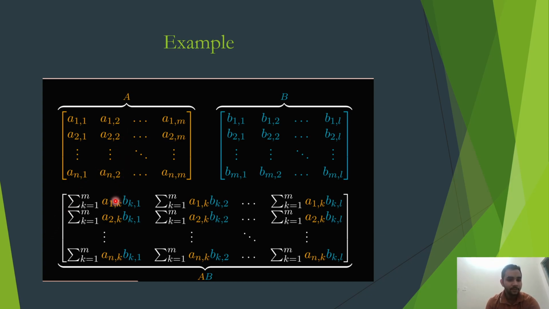Now the first element of matrix C is basically the dot product of the first row of matrix A and the first column of matrix B. Similarly, the second element of matrix C is equal to the dot product of the first row of A with the second column of B, and so on.